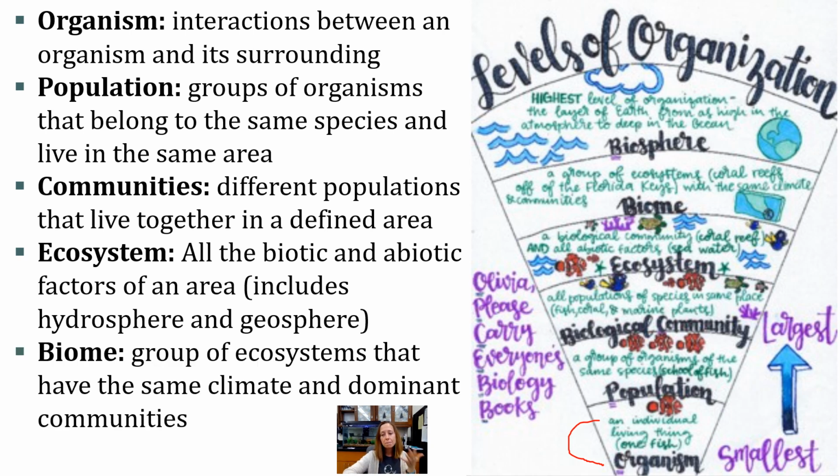Above ecosystem is biome. Biomes you did probably when you were younger, and those are a bunch of ecosystems that have the same dominant communities and climate. So like remember the tundra and the tropical rainforest and the deciduous forest. Do you remember those? You should remember those. And then lastly is biosphere, which is the whole planet because it has all the biomes all together.